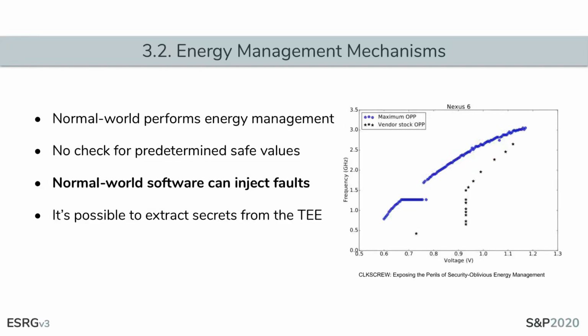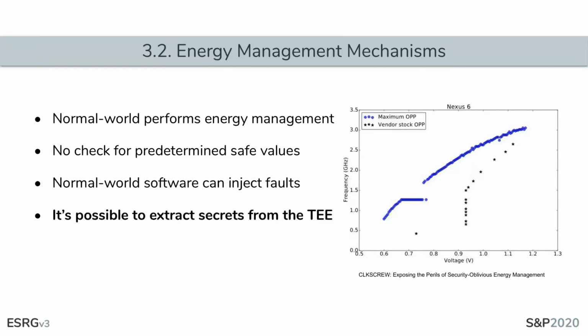And these enable attackers to make the CPU operate in a high probability state of performing faulty operations. And what this means is that the normal world can inject faults in the secure world, and this can be leveraged to extract secrets, such as cryptographic keys.